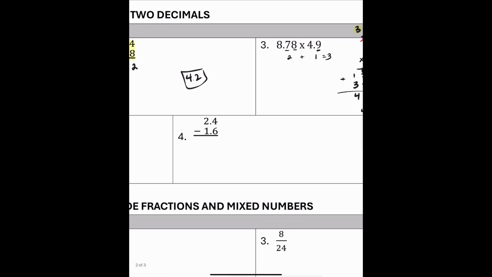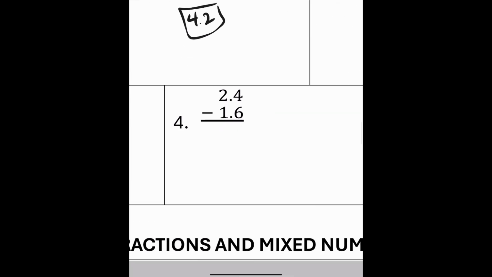Number 4, we have 2.4 minus 1.6. So whenever we're adding or subtracting numbers with decimals, we need to make sure that they are all lined up in terms of where the decimals are, right? So the decimals are lined up here, so we're good to go. Okay, so it's 2.4 minus 1.6. So here, what we're going to do is we're going to do 4 minus 6, right? So we're going to do 4 minus 6. But notice that the number up top is less than the number down below.